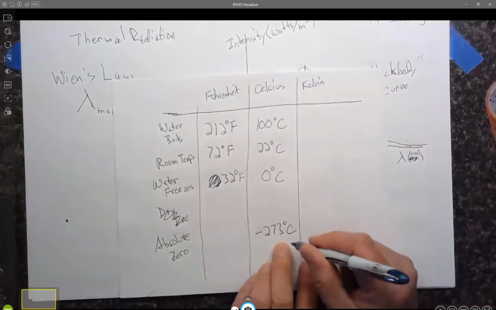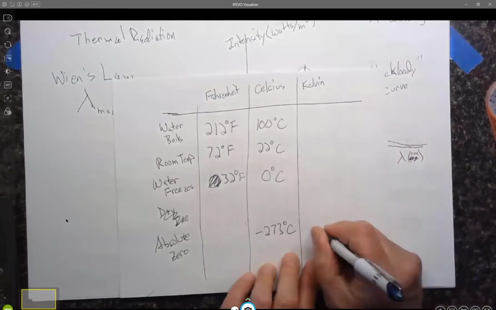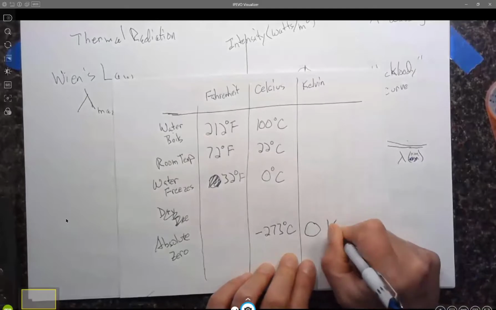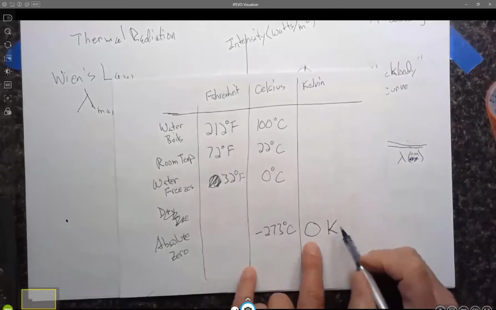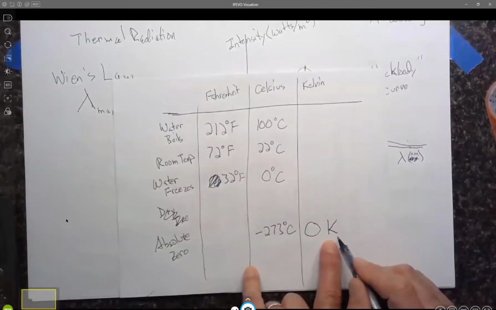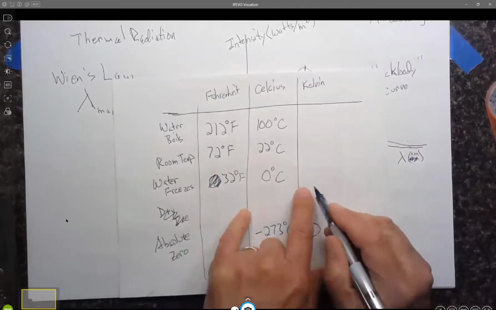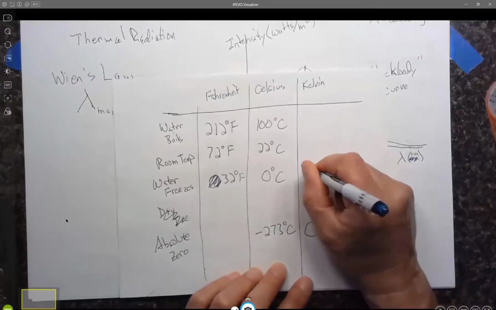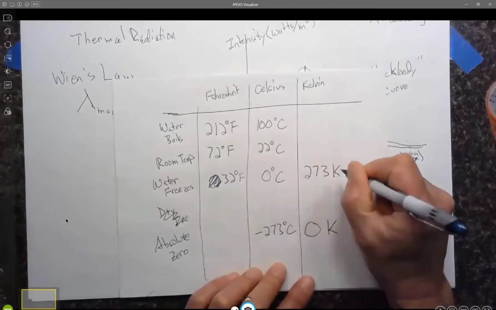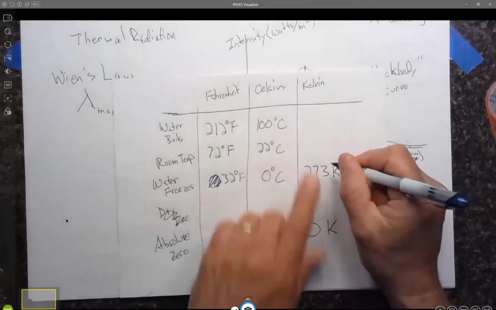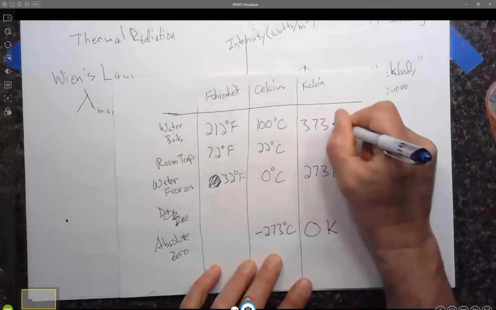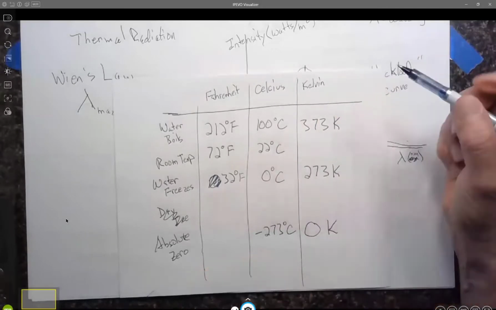All right, but anyway, the Kelvin scale sets its zero at absolute zero. Also on the Kelvin scale, there's no degree symbol. You just stick a capital K there and call it good. Water freezes on the Kelvin scale at 273 Kelvin. Water boils on the Kelvin scale at 373 Kelvin. Now, you may notice something.